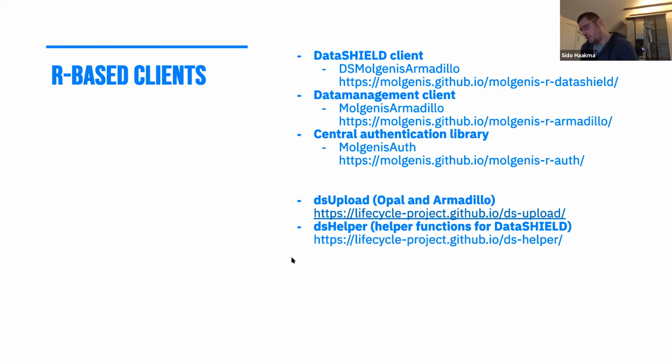The 2 packages below are not necessarily part of the Armadillo platform, but are used to upload the data into the Armadillo and Opal within the LifeCycle, Athlete and Longitools projects. And that's what I'm going to show from the data management perspective later on, how that actually works. So DS Upload is used to upload the data, and DS Helper is a project that Tim Cadman started, creating helper functions for DataSHIELD, but it's also part of the platform that we are developing. So it's now part of the default RServe environment that we use as a client for DataSHIELD.